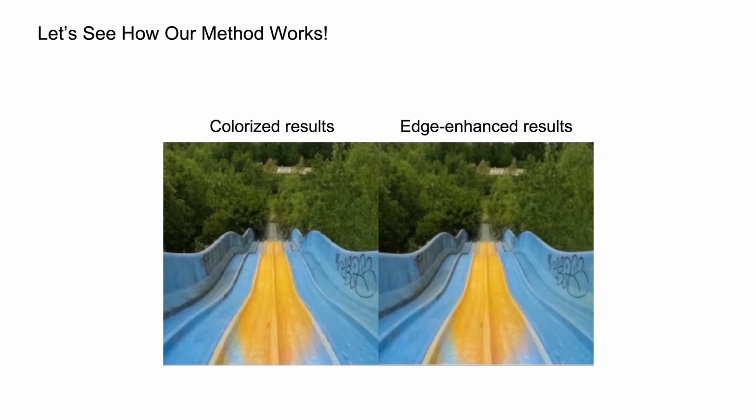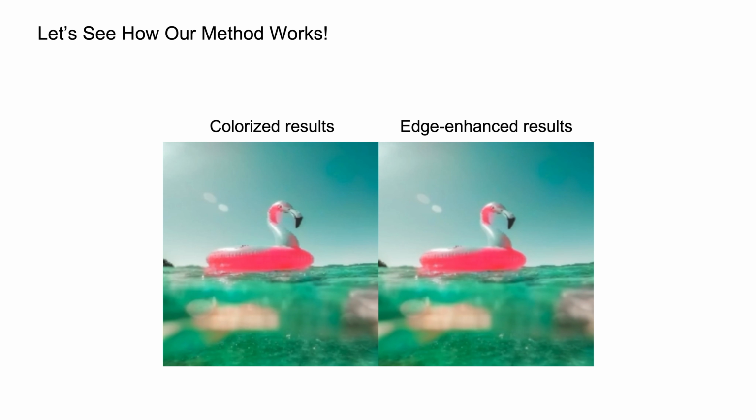Now, please check our short video clip showing how our method works. As you can see, given the colorized result on the left side, a user draws a scribble roughly along the color bleeding edge. Then, our method improves the colorization quality by eliminating the wrong color spreading, as shown on the right side.